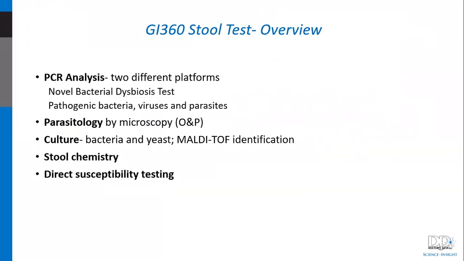So in a nutshell, the GI 360 stool test incorporates complementary methodologies inclusive of PCR analysis, parasitology, culture, stool chemistries, and direct susceptibility testing. Now, it's very important to appreciate that when you're trying to characterize the intestinal microbiota, there is no single perfect method to meet all of your clinical needs and inquiries. And so we combined a series of methodologies to accomplish that end.